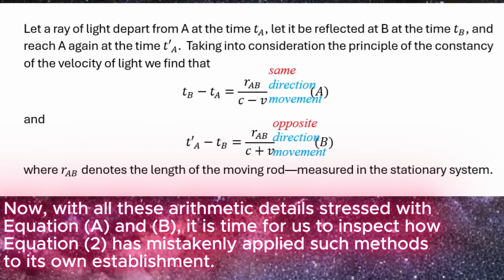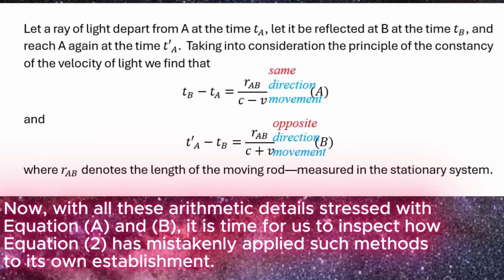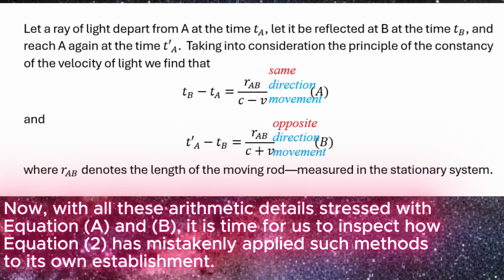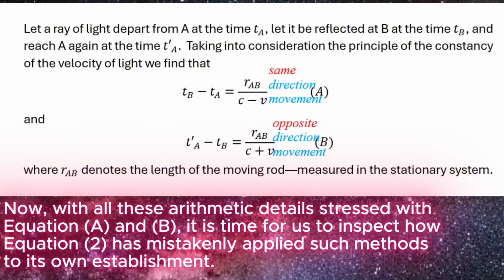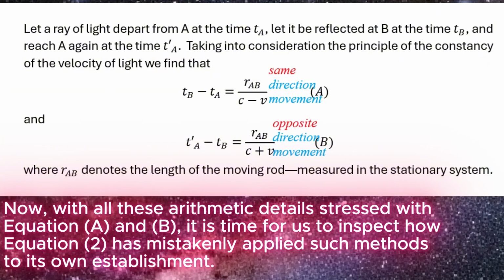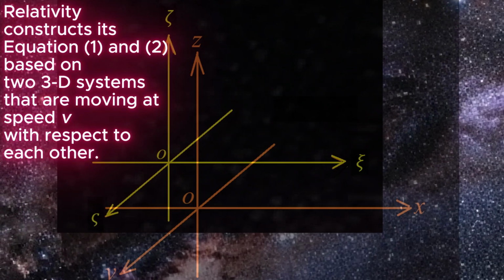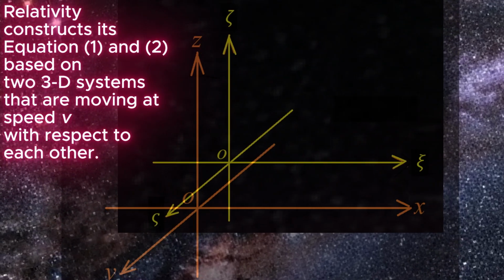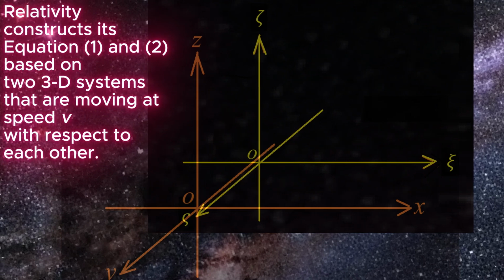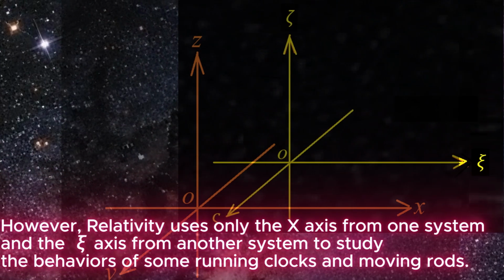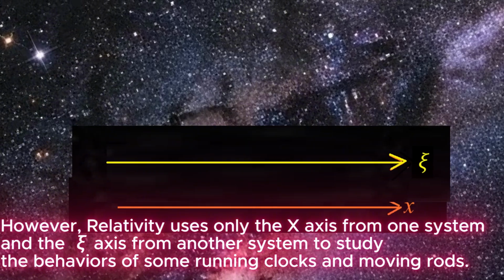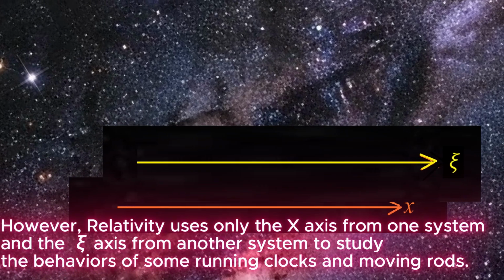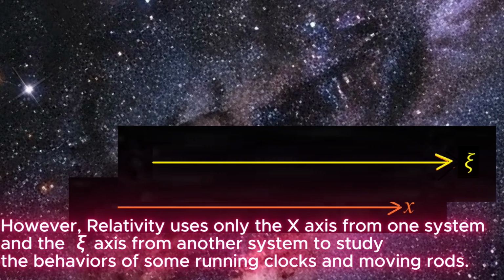Now, with all these arithmetic details stressed with equations A and B, it is time for us to inspect how equation 2 has mistakenly applied such methods to its own establishment. Relativity constructs its equations 1 and 2 based on two 3D systems that are moving at speed v with respect to each other. However, relativity uses only the x-axis from one system and the quasi-axis from another system to study the behaviors of some running clocks and moving rods.